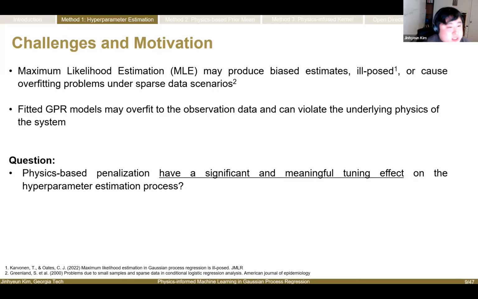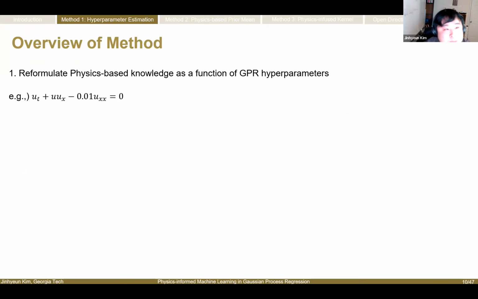if we penalize this physics-based knowledge as a violation term during the MLE estimation process, we want to know whether we can find a better hyperparameter set which improves the generalizability of the model. In constrained GPR, modelers use the property that any linear transformation of a GP follows a GP. So we reformulate physics-based knowledge as a function of GPR hyperparameters by using this property.